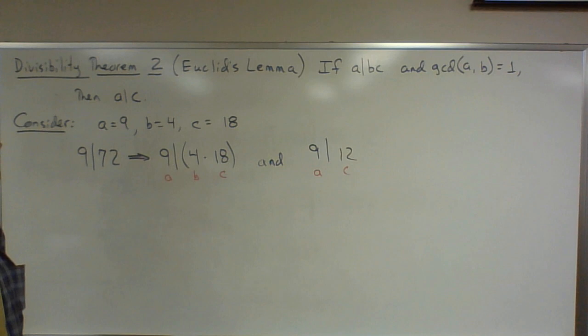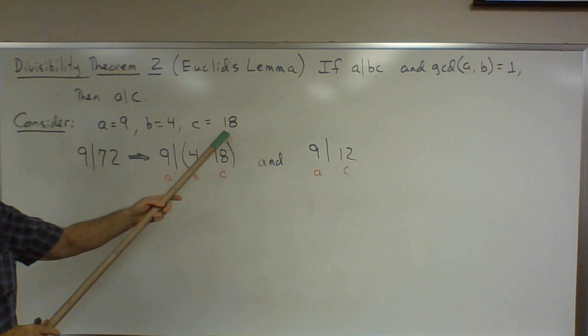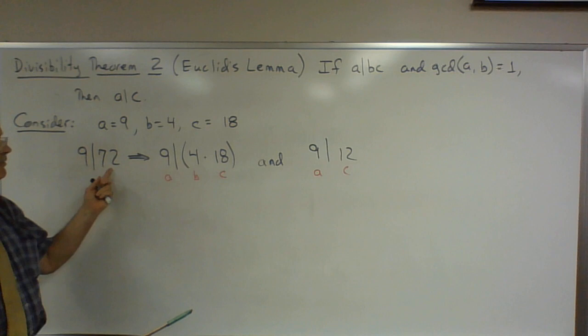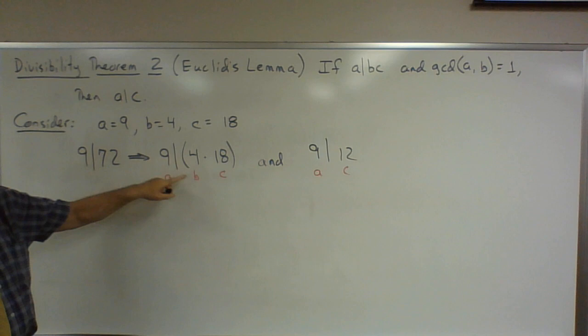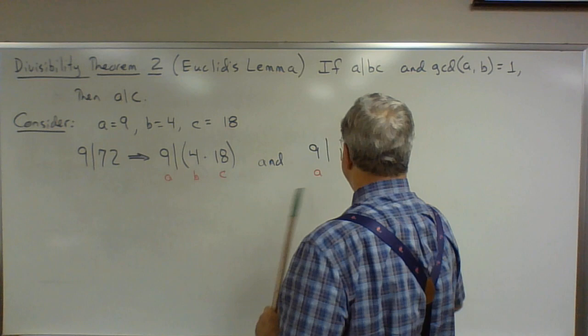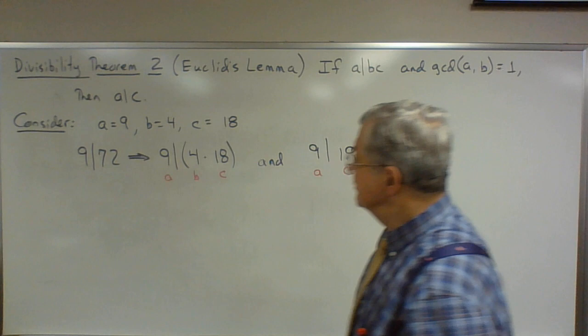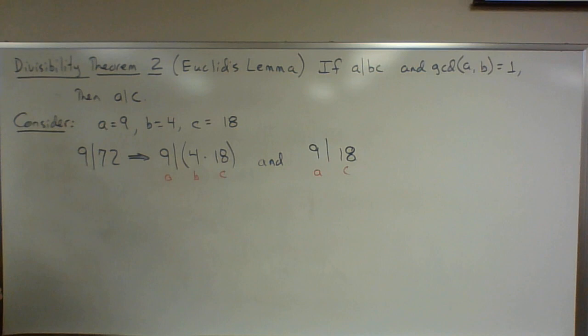Slightly new example. A is still 9, B is 4, C is 18, and B times C is 72, just a different factorization of 72 this time. And it turns out that A does divide C. Well, what's the difference? In this case, the theorem applies.